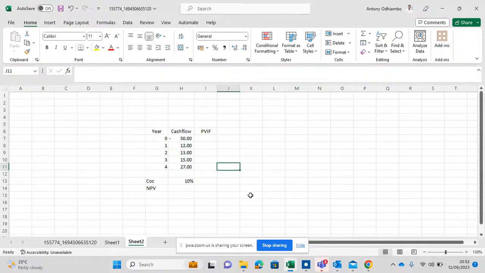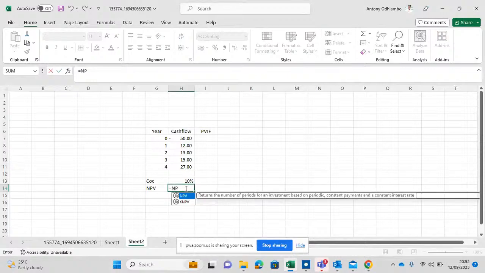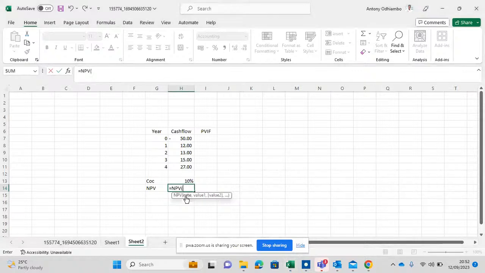So can we go underneath NPV? Say equals. We must always begin with equals to activate a cell. Then you press NPV. Double click that blue one, NPV. Then you can see it is telling you things there. It is asking you, what is the rate? The rate is the cost of capital. Pick that 10% very fast, comma.